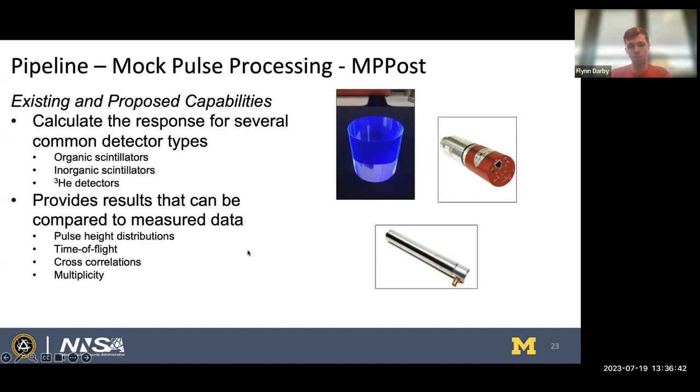We can produce pulse height distributions, which I've described already. We can look at time of flight distributions, which pulls more information from those collision files I described earlier. And we can look at multiplicity, which is a function of fission, where fission can produce multiple photons and neutrons, and multiple of them at the same time for a single event.